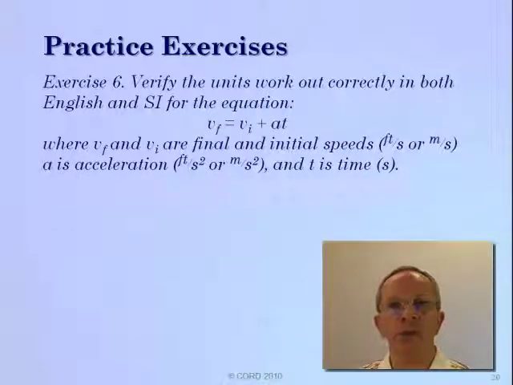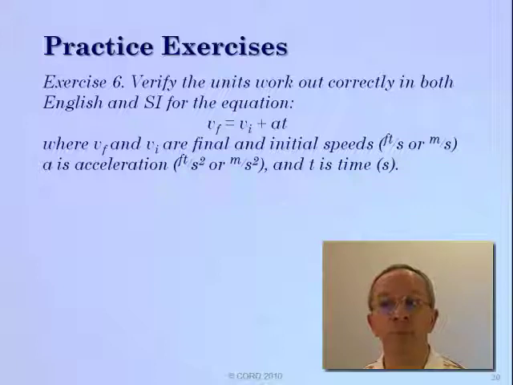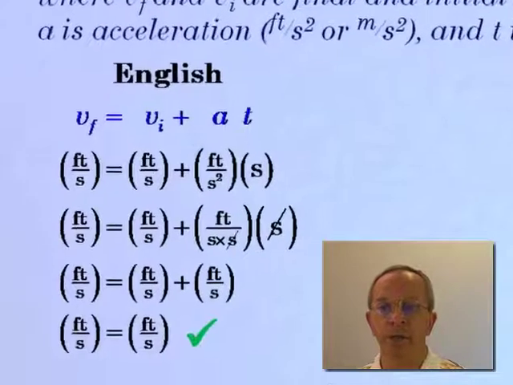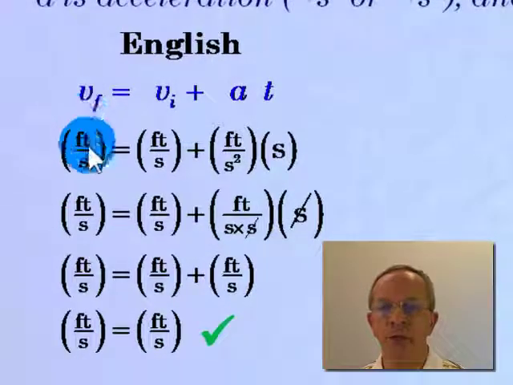Exercise 6 is a good practice in verifying how the units work out in an equation. And this asks you to do this for both English and SI units for the equation where the velocity is equal to the initial velocity plus the acceleration times time, a good physics equation that you may have encountered in one of your physics courses, where VF and VI are the final and initial speeds in feet per second or meters per second, and A is the acceleration in feet per second squared or meters per second squared, and T is time, in seconds.